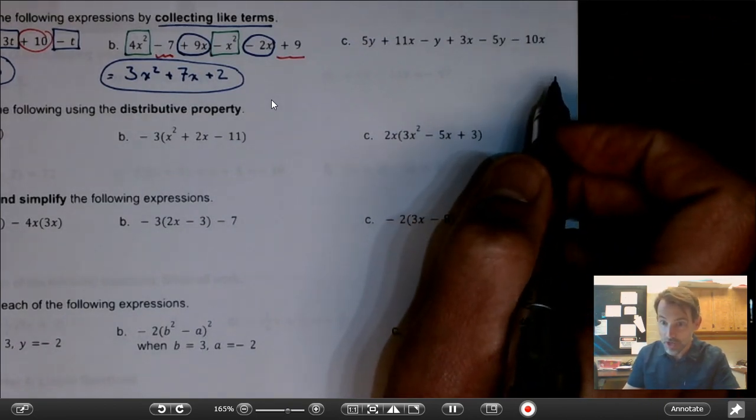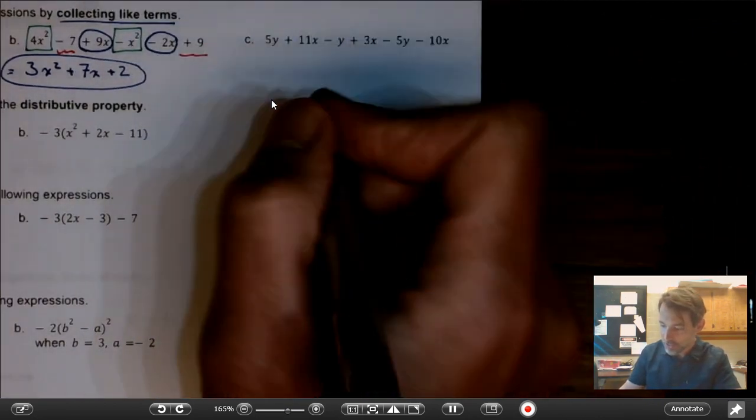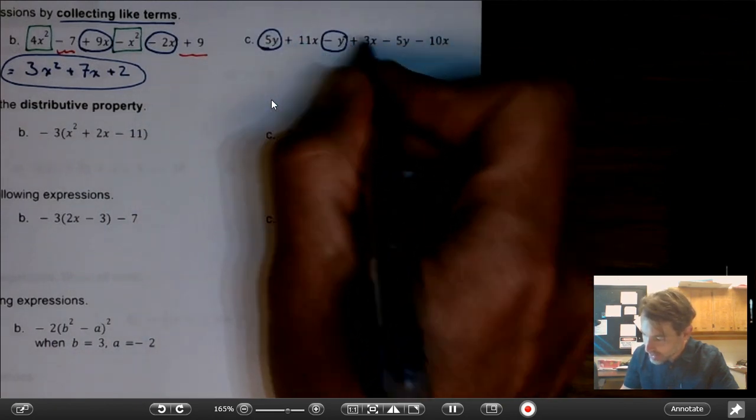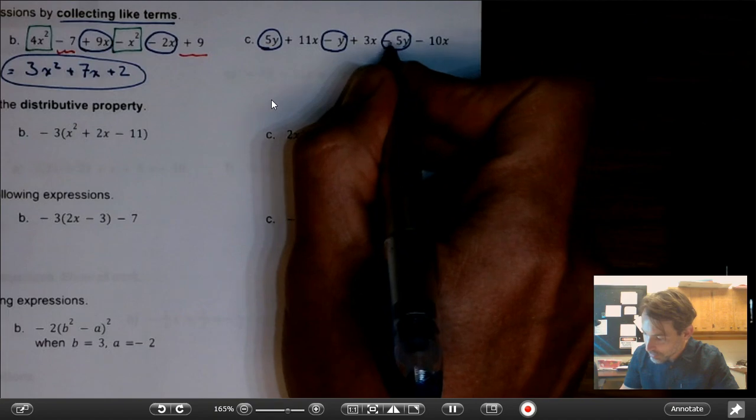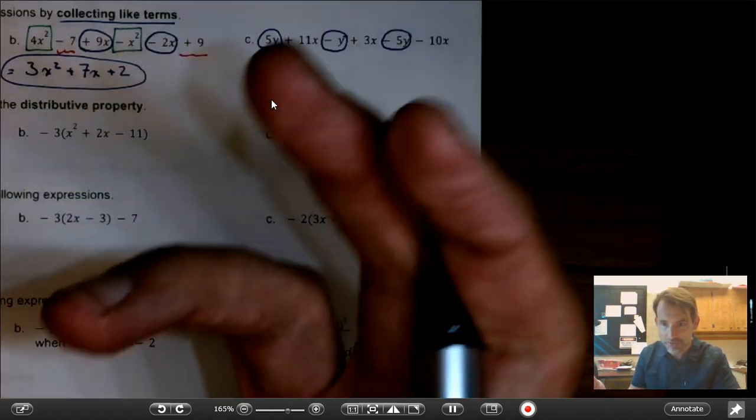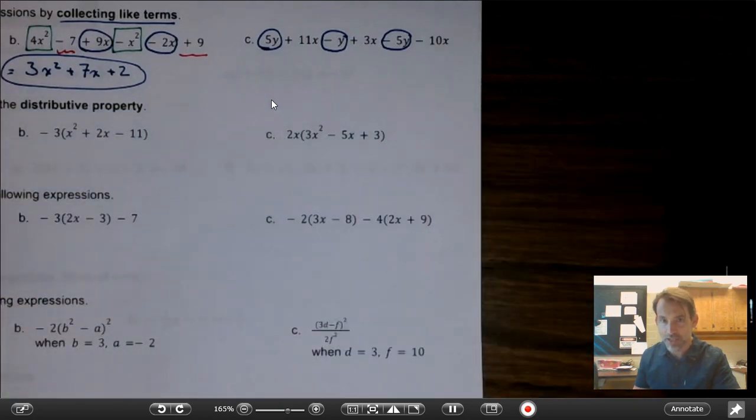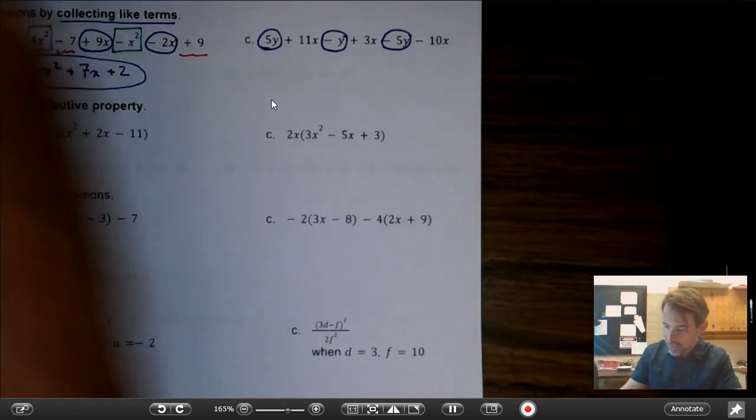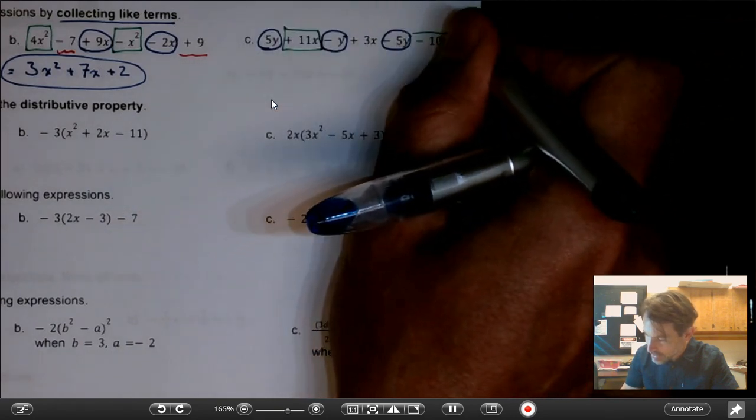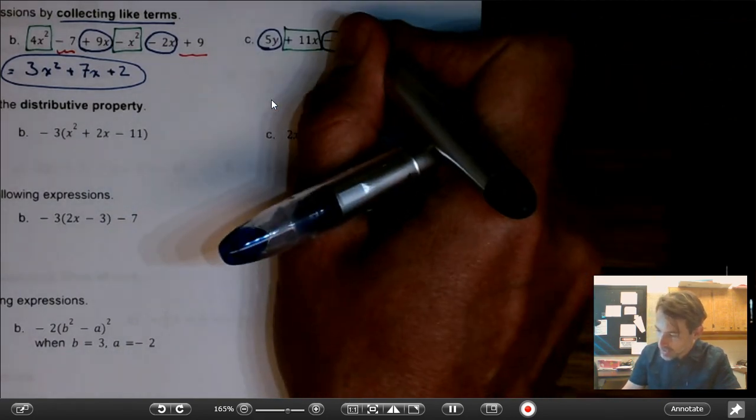Now with this one over here, we've got x's and y's. X's and y's are also unlike. They're different. So let's put our circles around our y's with the signs. This is minus 5. It's not 5, but then I subtracted. It's minus 5 times y. Okay, and then let's get our x's. We'll put boxes around those so that we can see it very clearly.